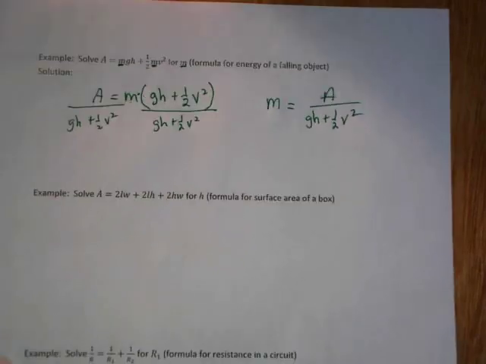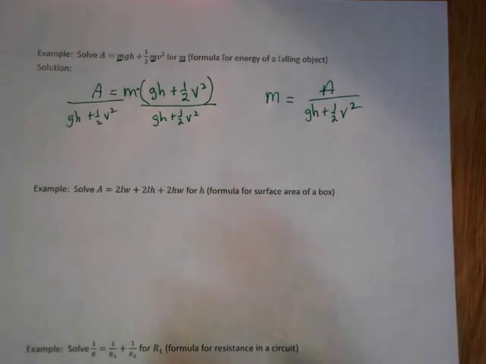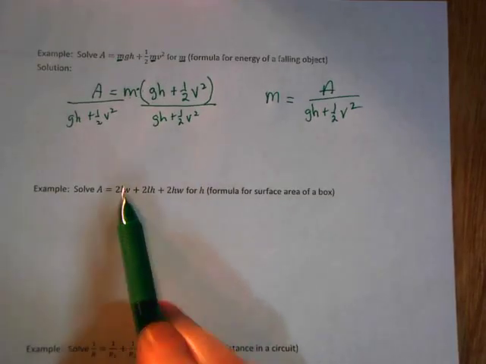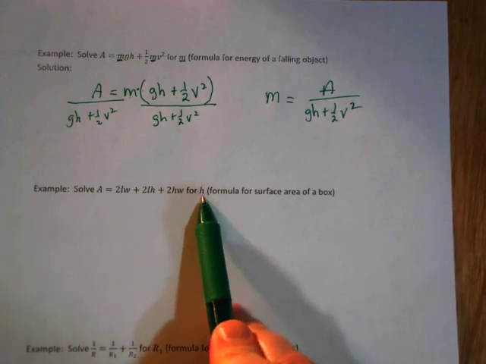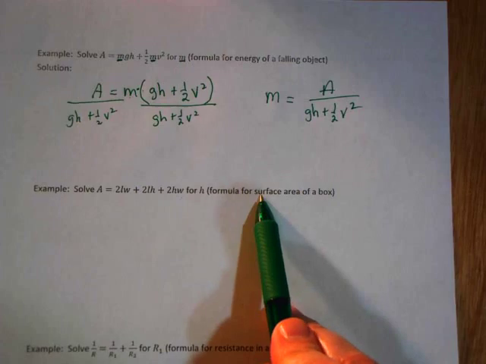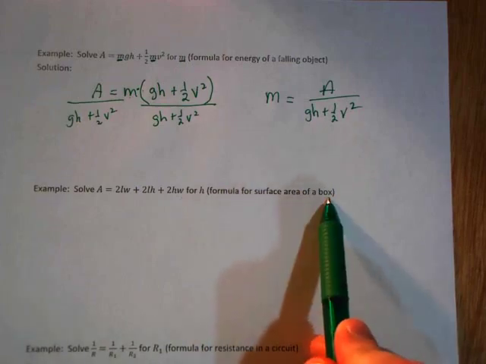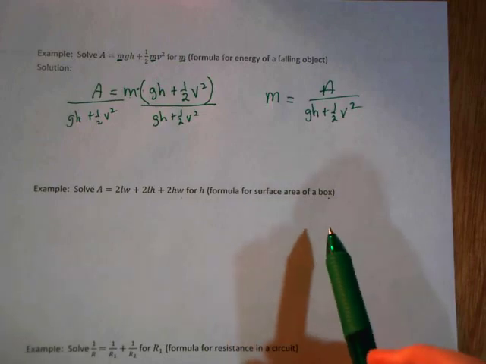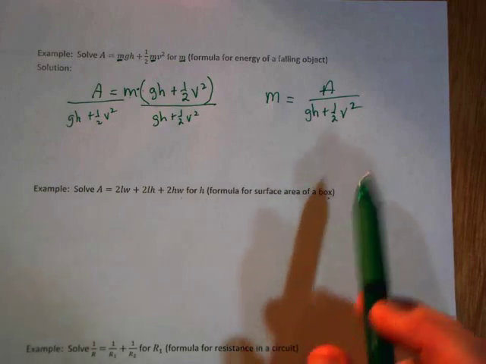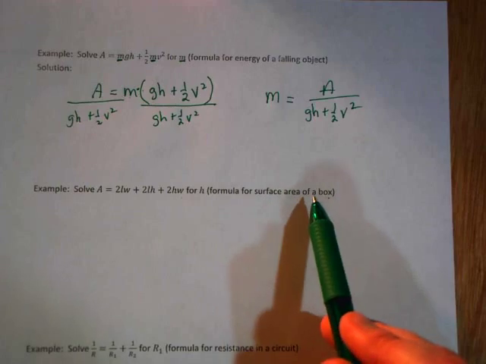All right, we got two more problems to do here. a equals 2lw plus 2lh plus 2hw. We're going to solve for h. This happens to be the formula for surface area of a box. Again, you didn't need to know that. I just kind of wanted to show you that I'm not just making up silly little formulas here. These are actually something used in real life.